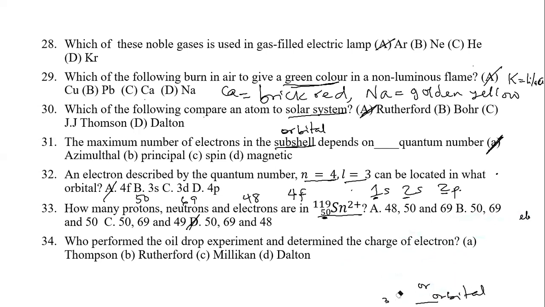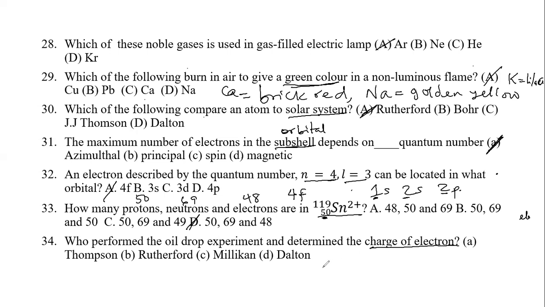Now, sometimes they can ask you that the oil drop experiment leads to what? It leads to the determination of the charge of the electron. It was J.J. Thomson that determined the charge to mass ratio. But this oil drop experiment led to the discovery of the charge of the electron.